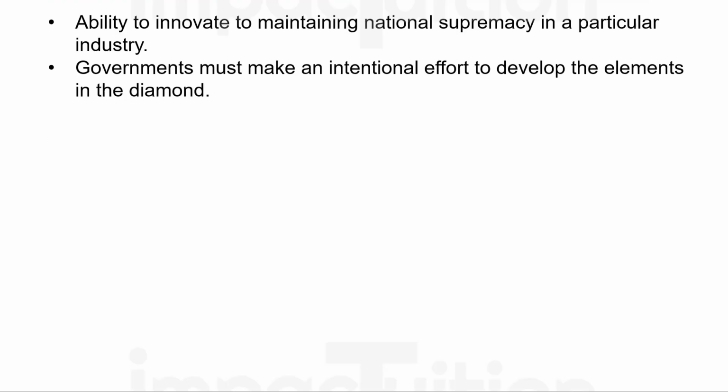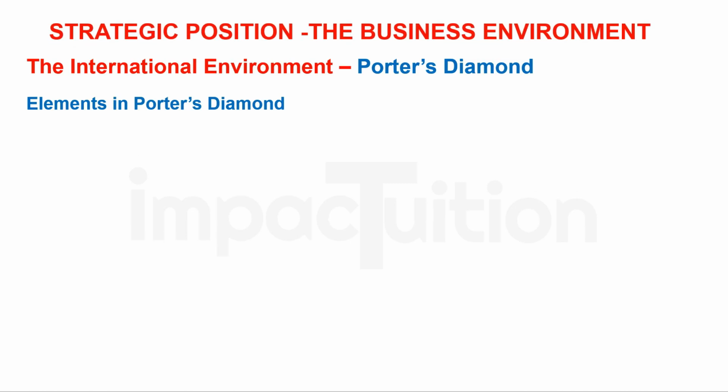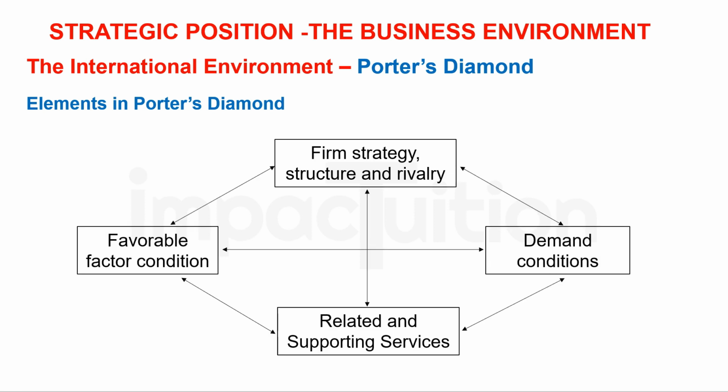Now let's look at the Porter's Diamond. There are 4 elements in the Porter's Diamond, and each of these elements interact. This is how the diamond looks like. We have the firm strategy, structure and rivalry, demand conditions, related and supporting industries, and favorable factor conditions.